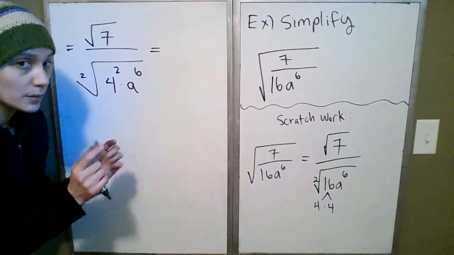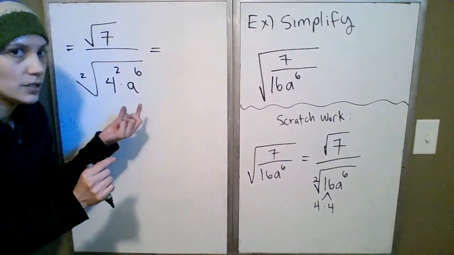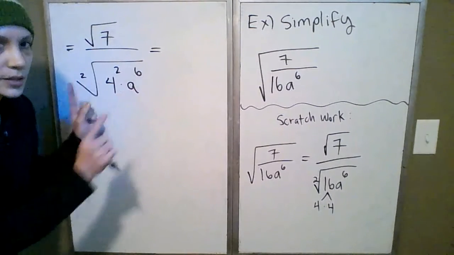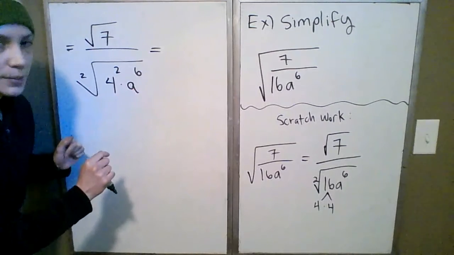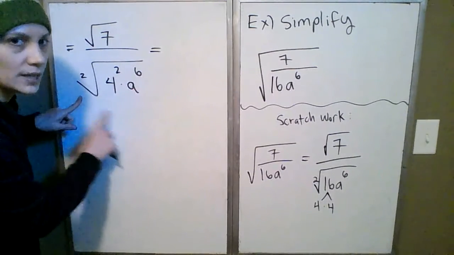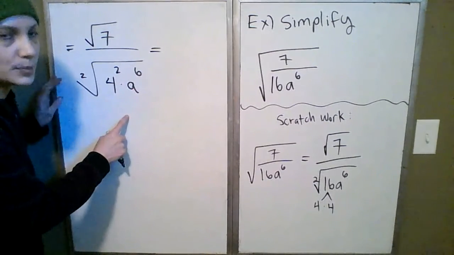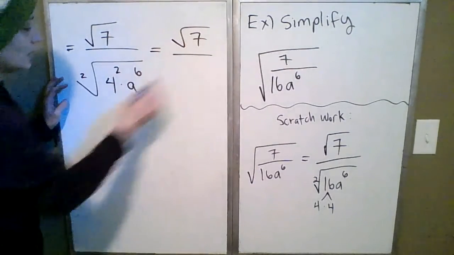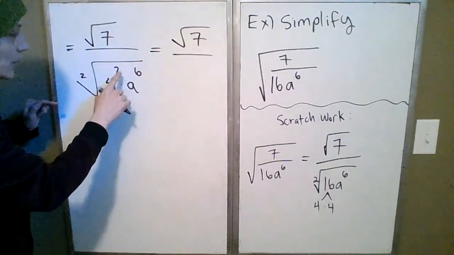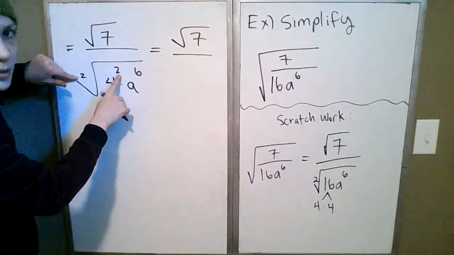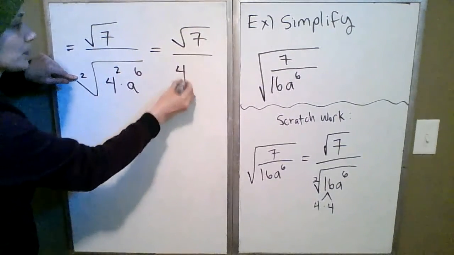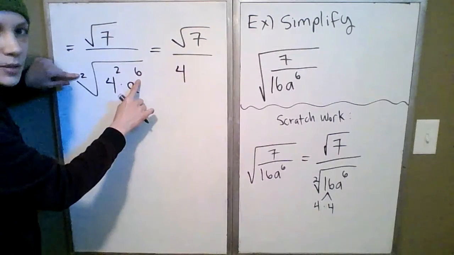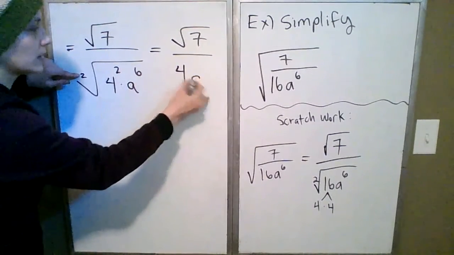I could do that part where I get the matching exponent so that the exponent and root undo each other, but instead I'm going to try to use that shortcut I was trying to explain. So this root 7 stays. You've got 4 with the power of 2 divided by 2, so 4 to the power 1. A has a power of 6 divided by 2, so A has a power of 3.